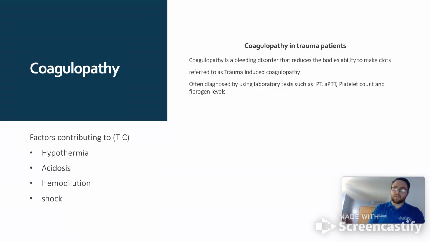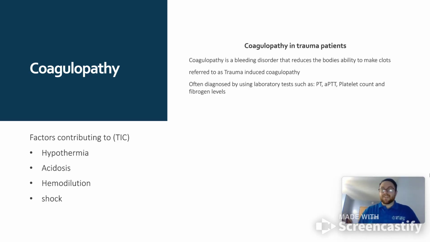So coagulopathy. Coagulopathy is a bleeding disorder that reduces the body's ability to make clots. Coagulopathy could come from many different avenues. They could be medically driven or trauma driven. In this case, we're talking about trauma patients, so it's referred to as trauma-induced coagulopathy. It's just a way to decipher the difference between medical-induced coagulopathy and trauma-induced coagulopathy.